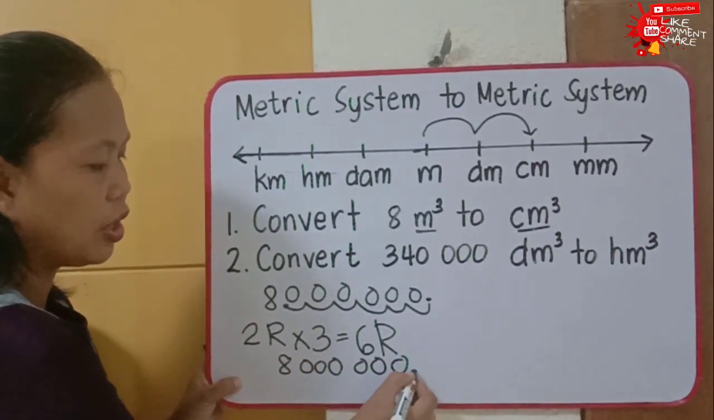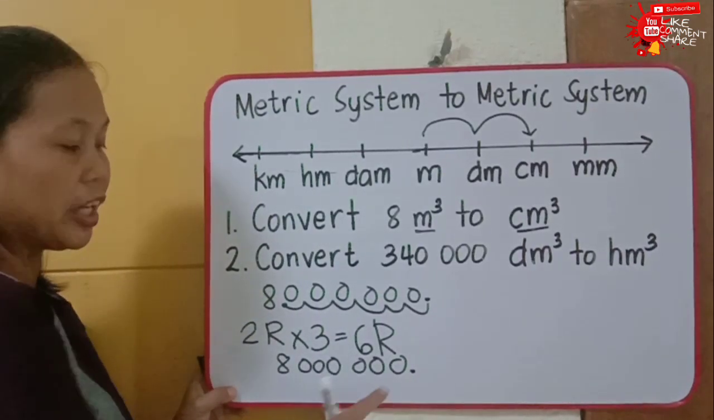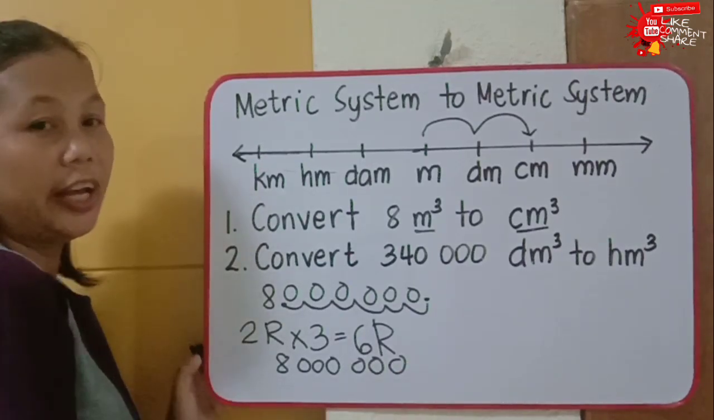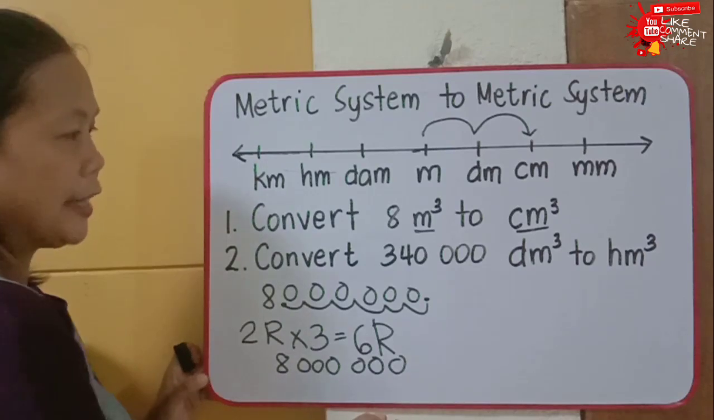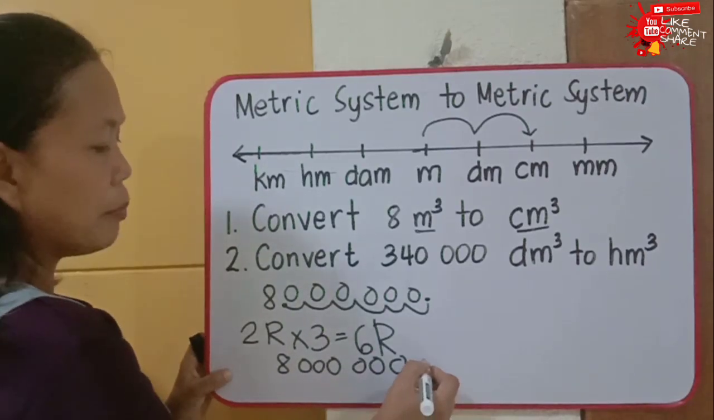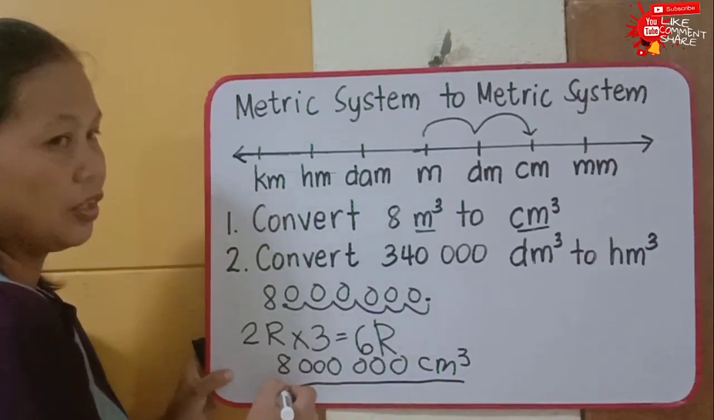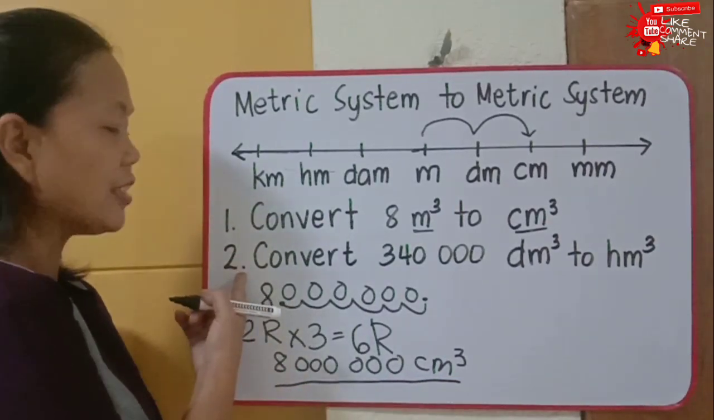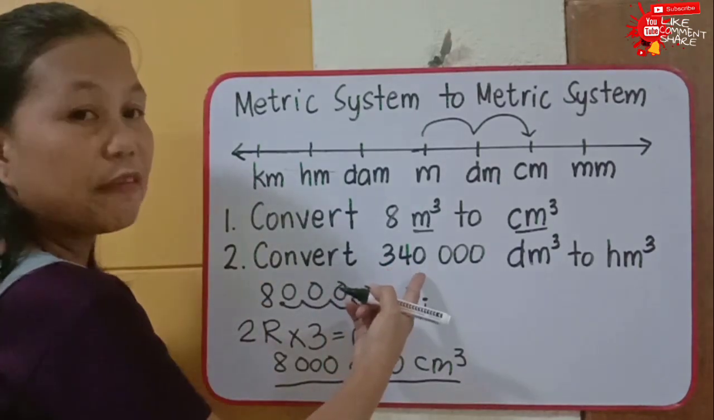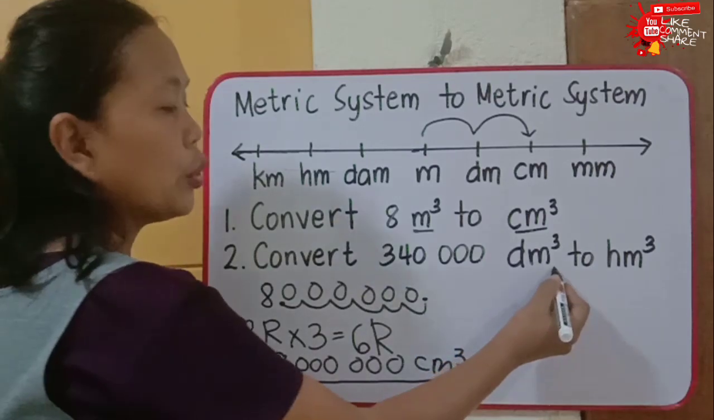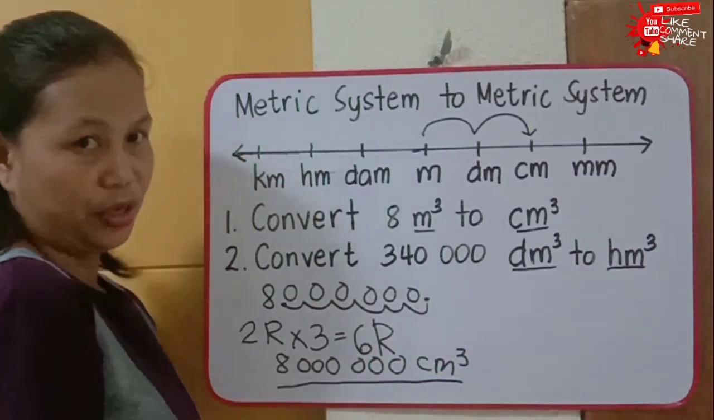So this is the location of the decimal point. Since this is a whole number, we can now erase the decimal point. So therefore, the answer is 8 million cubic centimeter. Okay? Now let us convert our example number 2. Convert 340,000 cubic decimeter to cubic hectometer.